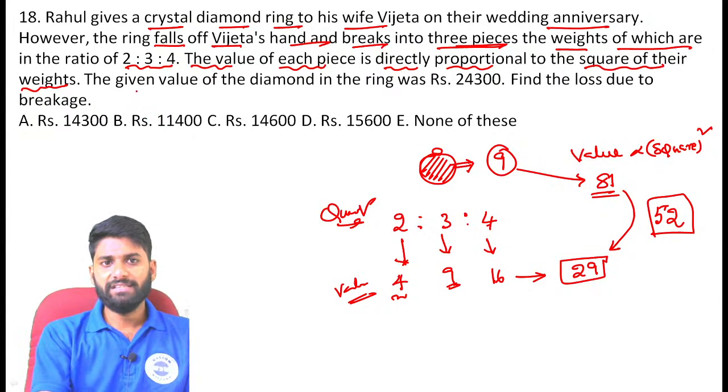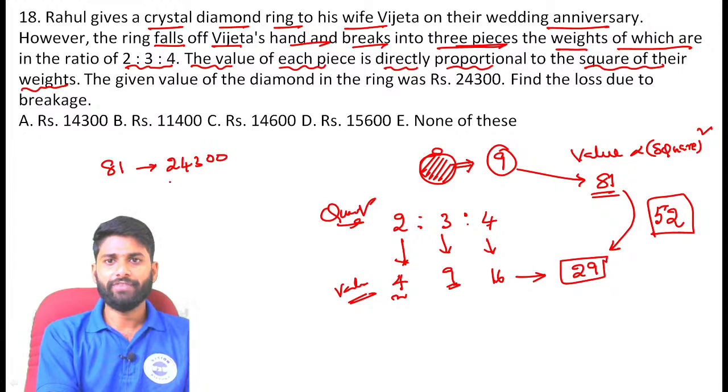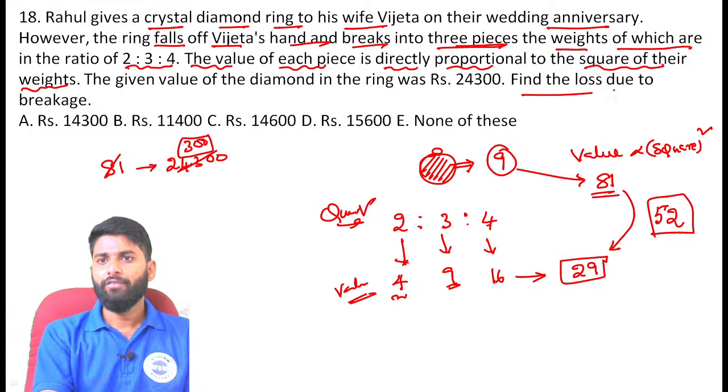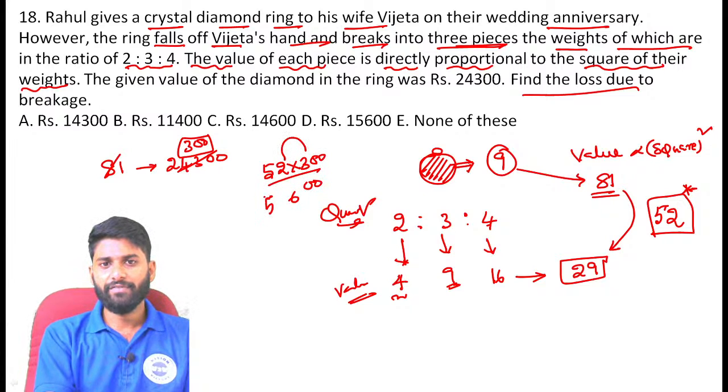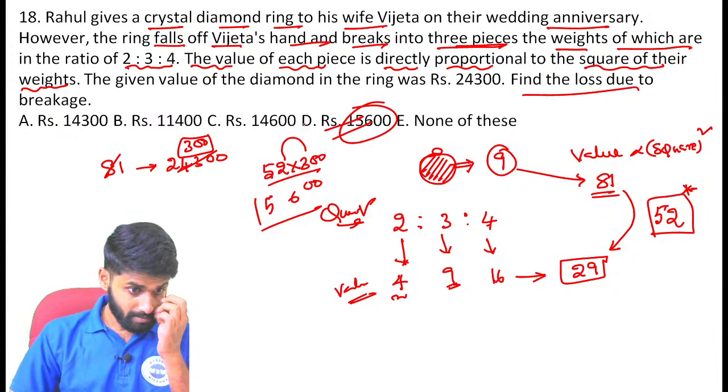Now you just compare that. See, the given value of the diamond: 81 units is equal to 24,300. Then each unit is equal to 300. Then here, find the loss. How much of a loss here? 52 units. Now see, 52 into 300: 3 2s are 6 and 3 5s are 15. So the answer is 15,600 rupees is the loss. Is it clear? Simple, guys.